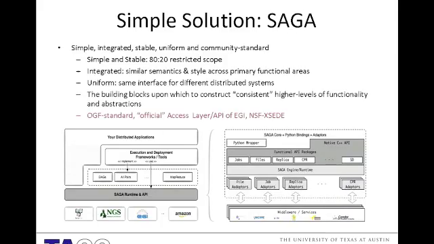The solution that we came up with is essentially Saga, the simple API for grid applications. It is a stable and uniform community-based API that has a restricted scope. In particular, it builds on the underlying grid or grid-like services, so Globus, Unicore, gLite, Eucalyptus, Amazon EC2, Condor, what have you, and provides adapters to move files, launch jobs, and so on.